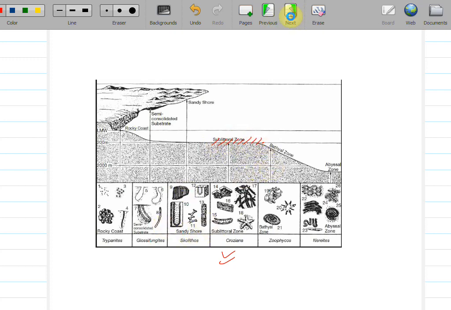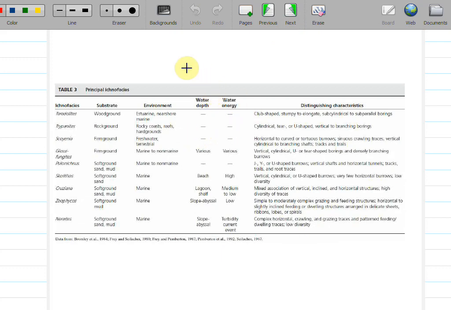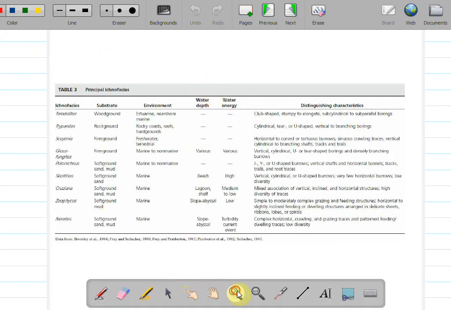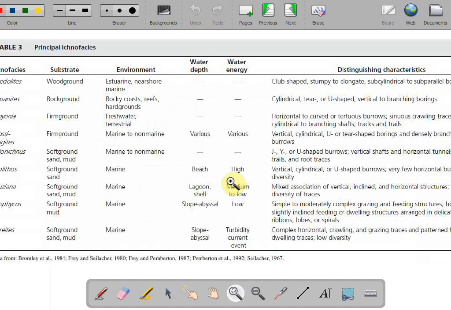Sublittoral zone. Okay, so this chart represents basically, I don't know if you can see here, but this is given in your sandbox.